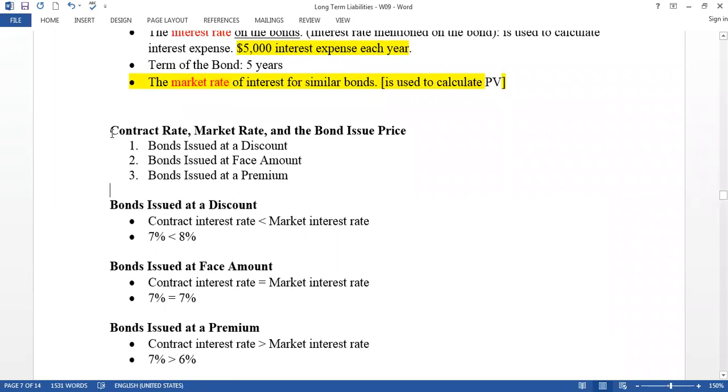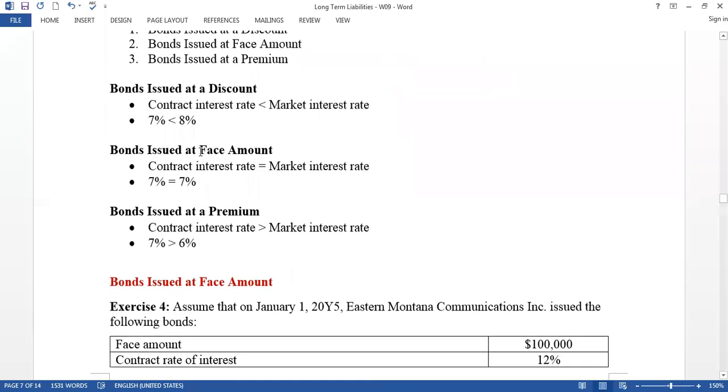So I already explained the contract rate, okay? I already explained the market rate. I already explained how to determine the price of the bond today. Now, I also explained the meaning of a discount bond. I already mentioned the meaning of a face amount bond. I also mentioned the meaning of a premium bond, right? So let's look at more examples.